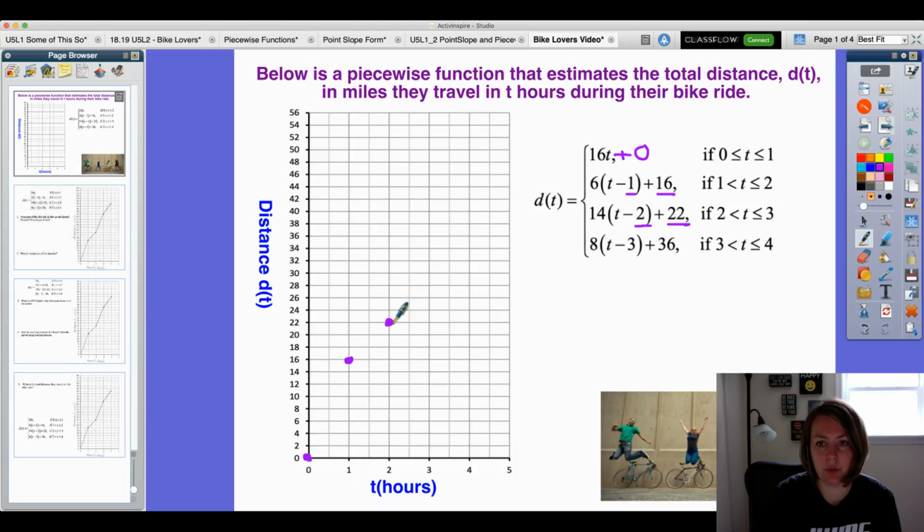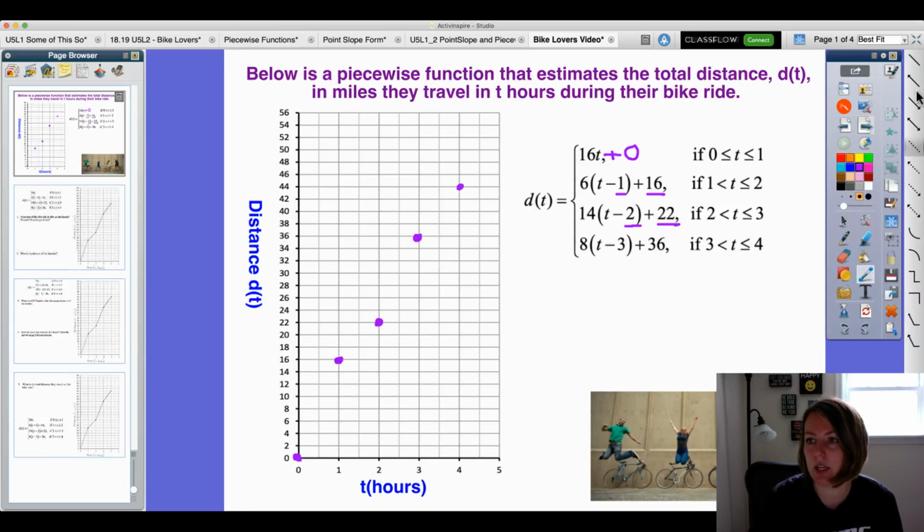So here we are at 2 and 22, and our slope at this time is 14. So we go over 1 and we go up 14. So 2, 4, 6, 8, 10, 12, 14. So we should be at the point of 3 and 36. Let's check this. We're at 3 and 36. And now our slope is supposed to be 8. So we go over 1 and then go up 8. 2, 4, 6, 8. And then this is our last part right here.